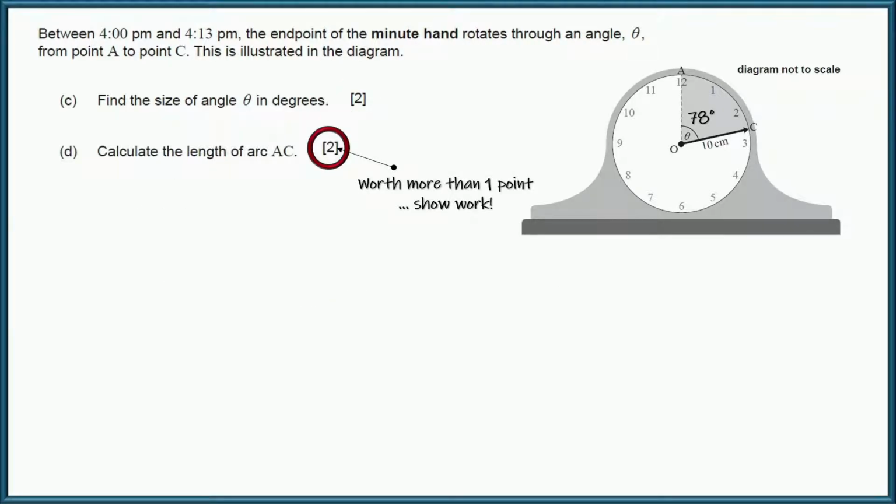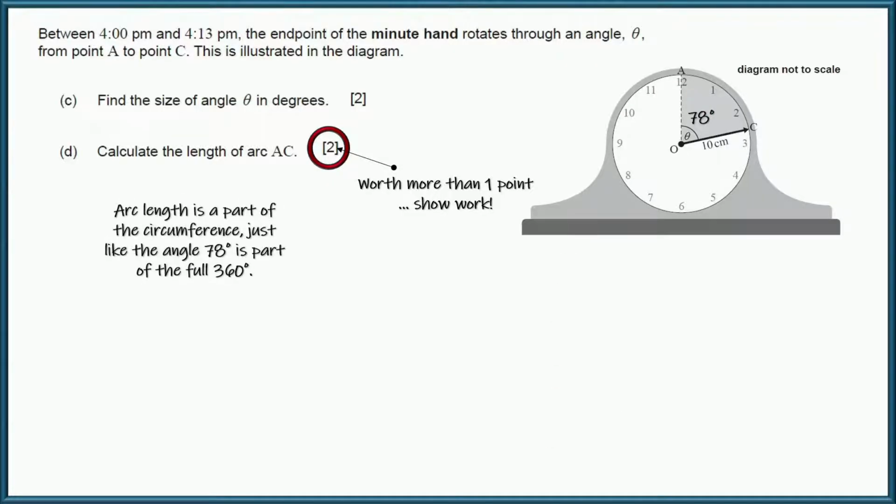Okay. So next up, calculate the arc length AC. That's again worth 2 points, so you better show some work. Now, arc length is just part of the circumference. Just like 78 degrees is part of the rotation. It's not the full thing. The circumference is all the way around. That's 2 pi r. The rotation all the way around is 360 degrees. We have 78 degrees out of 360.